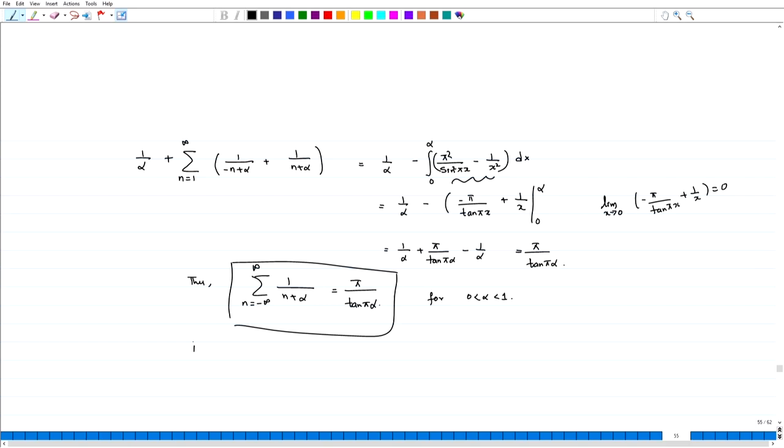Now if alpha is not an integer, but alpha is either greater than 1 or alpha is less than 0. So now we have only proved this for alpha between 0 and 1. What about alpha not an integer and lying outside? As we know, this alpha, I can write as the integer part of alpha plus alpha 1, where 0 is less than alpha 1 is less than 1.